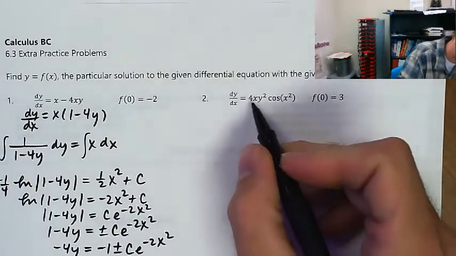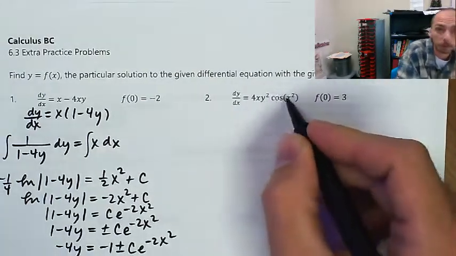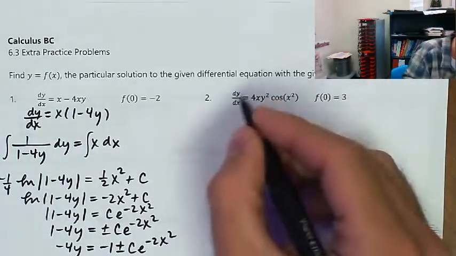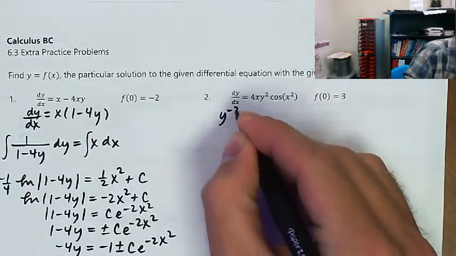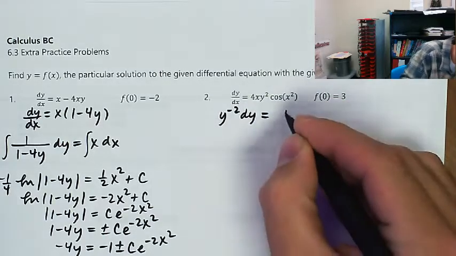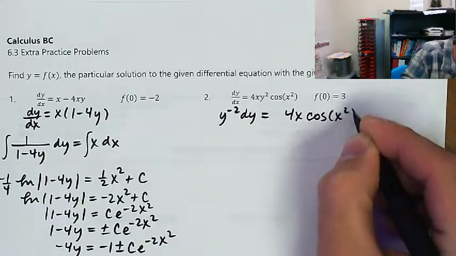Okay, now I'm going to separate variables. Here's the y. Everything's connected with multiplication, so it's fully separable. I need to divide both sides by y, so I've got 1 over y squared, which is y to the negative 2 dy, and then I'm left with a 4 and an x and a cosine of x squared.